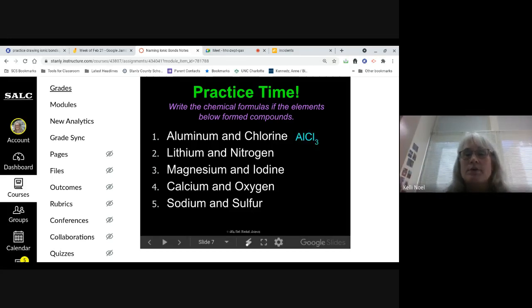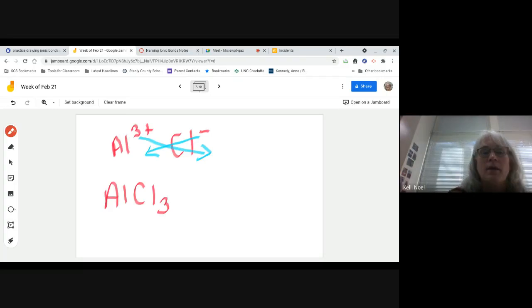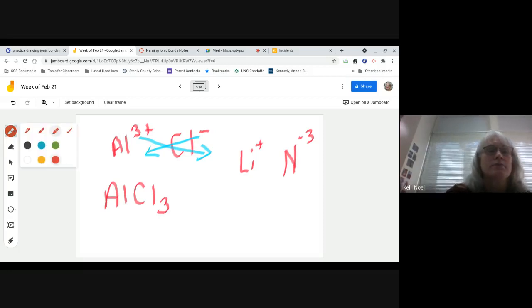So let's see what happens here. So AlCl3. Lithium and nitrogen. So I'm going to go back here. Lithium is Li with a plus. Nitrogen has 5, so it has a charge of 3 minus. So I'm going to crisscross like I did here.